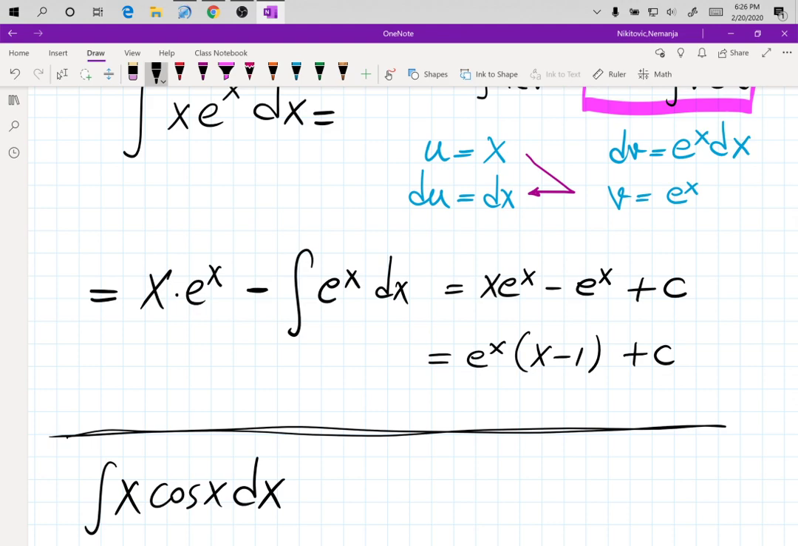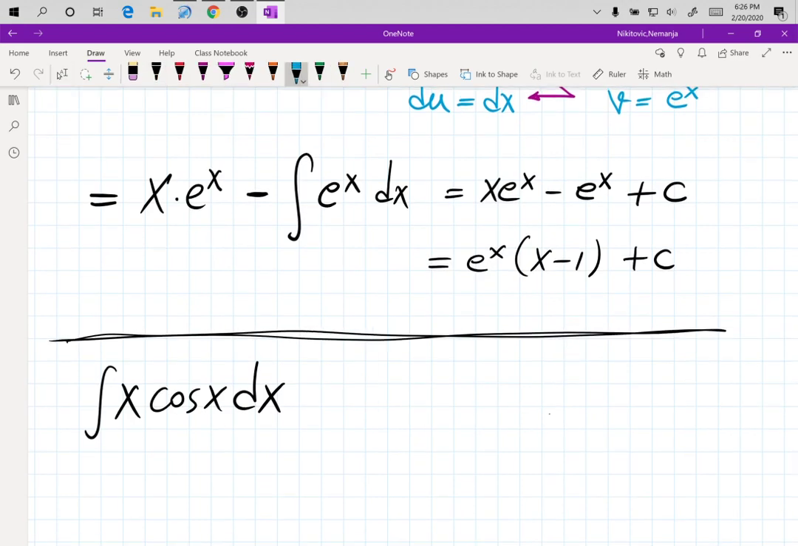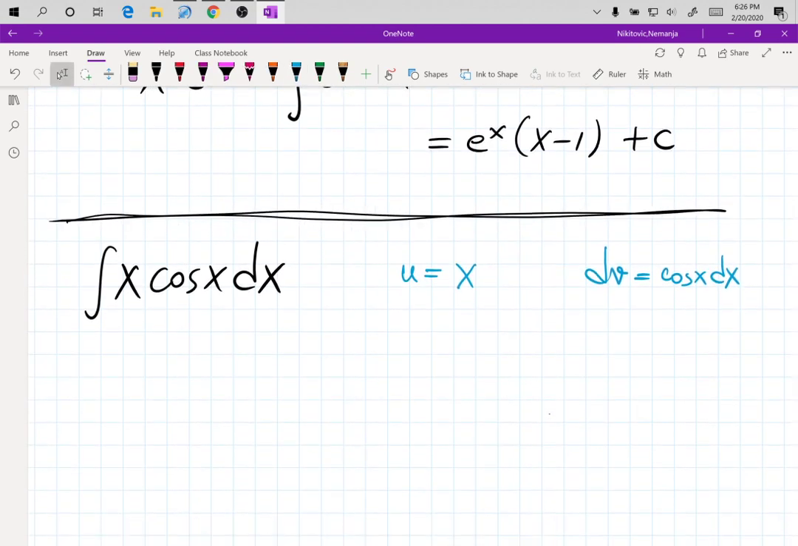All right, that's more than enough time. We start with u dv, pick x, cosine x dx. Now we have du equals dx and v equals sine x because the integral of cosine is positive sine.